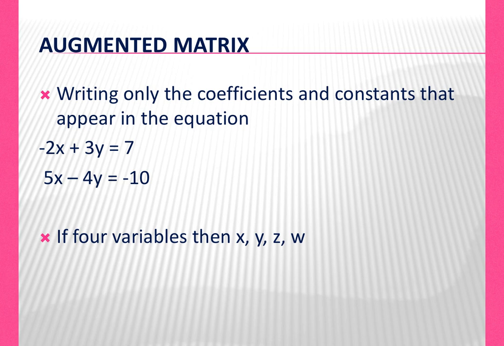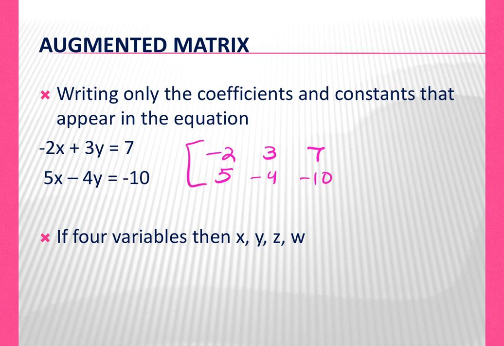Then we get to something called an augmented matrix. A matrix is formed by literally writing out just the coefficients and the constants from a system of equations. When you write these, the sign goes with them. So when I am taking negative 2x plus 3y equals 7 and rewriting it in a row, it would be negative 2, positive 3, positive 7. And then 5, negative 4, negative 10 would be 5, negative 4, negative 10, just like that.